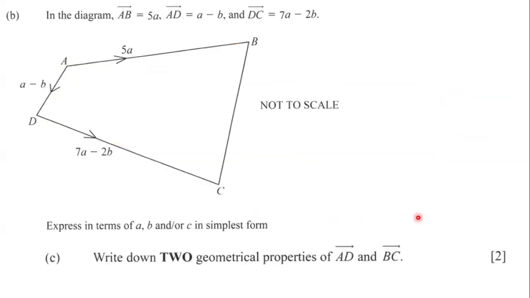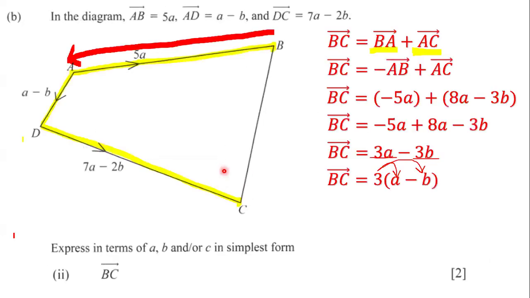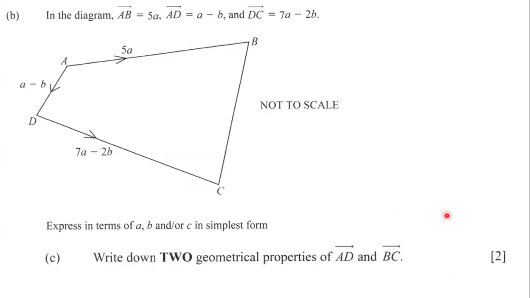It says to write down two geometrical properties of AD and BC. So they only want us to write down two geometrical properties of AD and BC. Now, what is AD? This right here is AD. And what do we know about AD? Well, AD is equal to a minus b. And BC, what do we know about BC? Well, we just figured out BC, right? We know that BC is equal to 3 open bracket a minus b. And so let's go ahead and write down two geometrical properties.